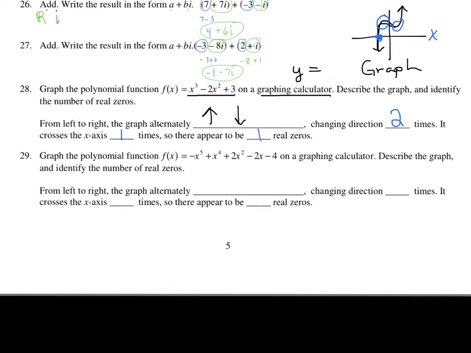Same thing, go back to y equals, clear it out, and type this equation in for number 29, exactly the way you see it. When you do that, your calculator screen should look something like this. So this one starts out by going down and then turning and going up. So it alternately decreases and increases. This one also changes directions 2 times. There's 2 turning points. And it also crosses the x-axis just 1 time, so there's only 1 real 0.